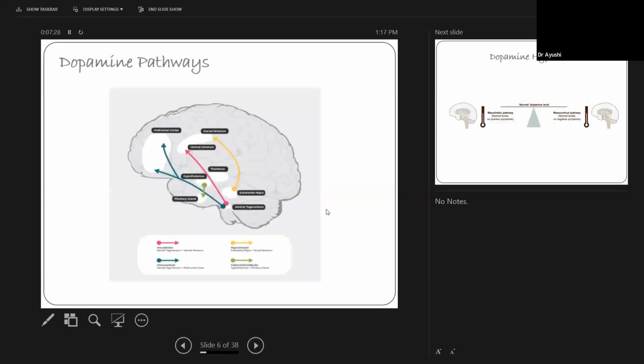So the dopamine pathways. In the brain, there are basically four dopamine pathways. The mesolimbic pathway, which runs from the ventral tegmentum to the ventral striatum. Then the mesocortical pathway, which runs from the ventral tegmentum to the prefrontal cortex. Then the nigrostriatal pathway from the substantia nigra to the dorsal striatum, and the tuberoinfundibular pathway from the hypothalamus to the pituitary. Out of which the mesolimbic pathway and mesocortical pathway have a role in schizophrenia.